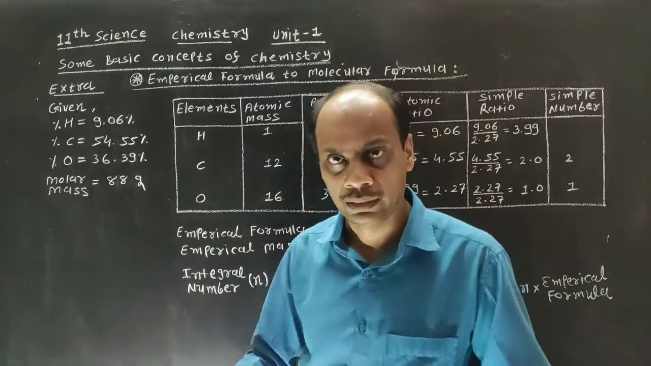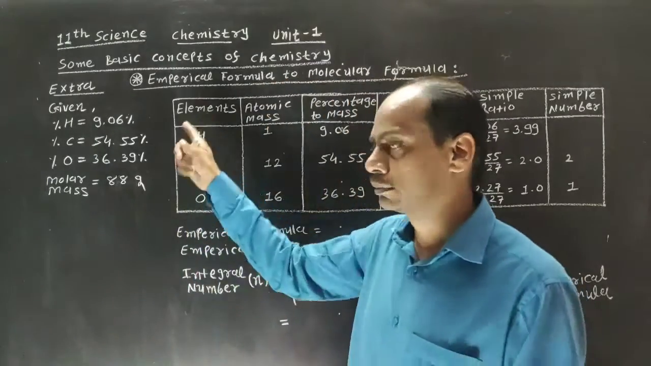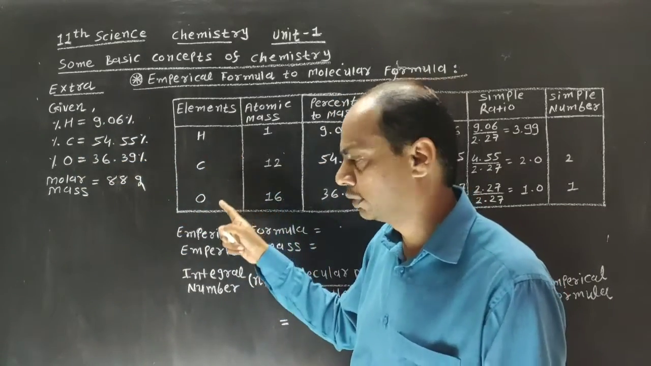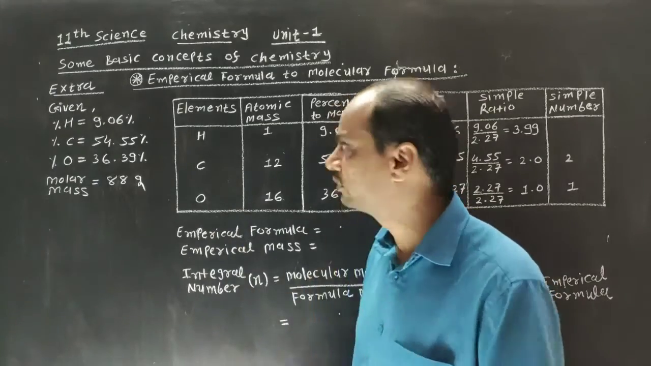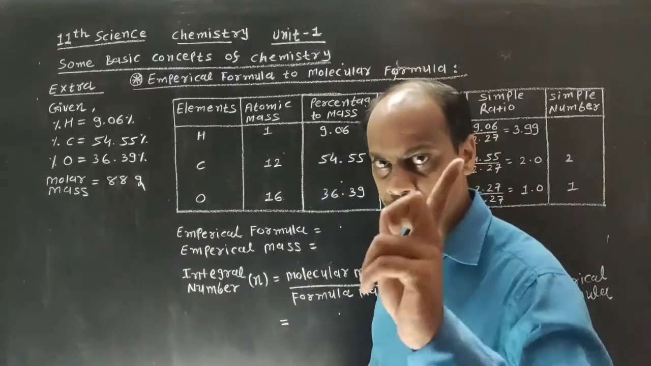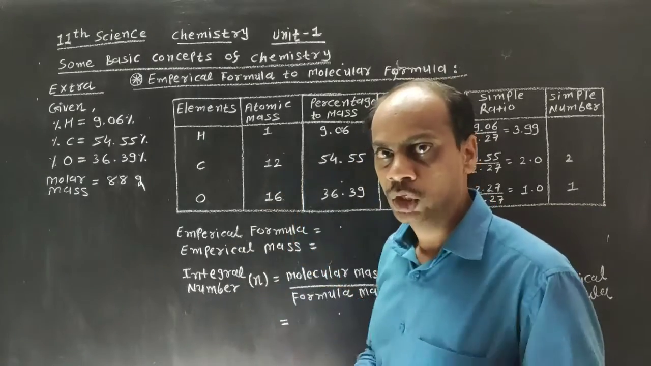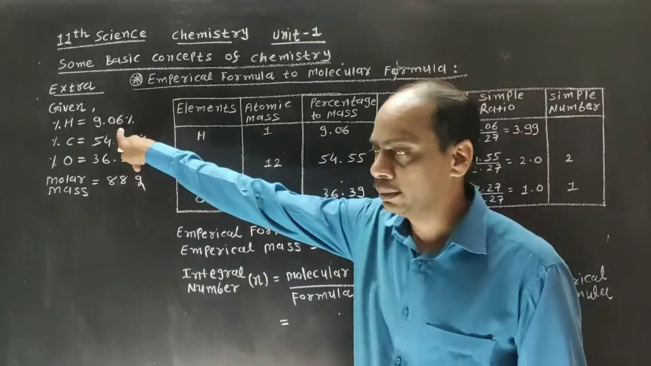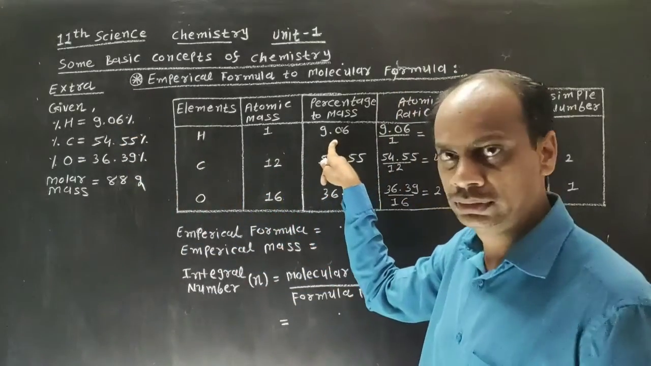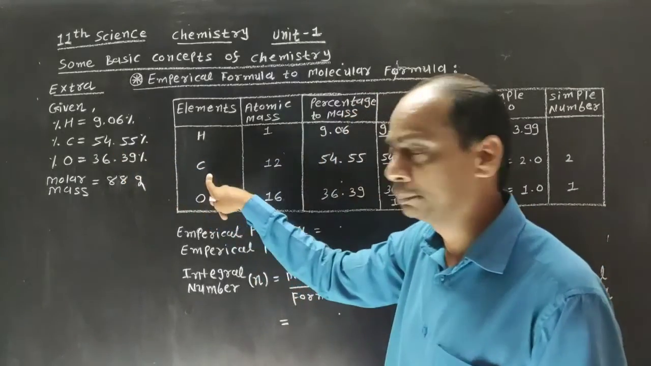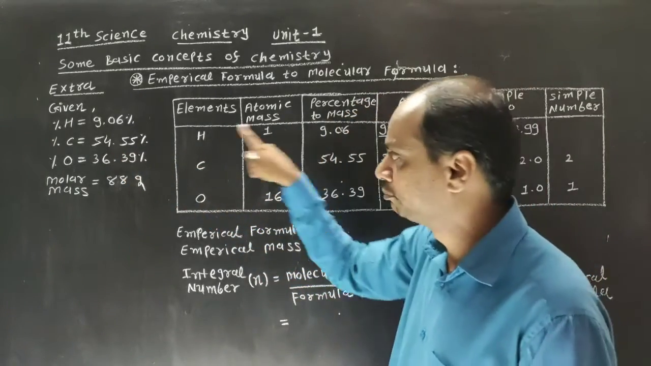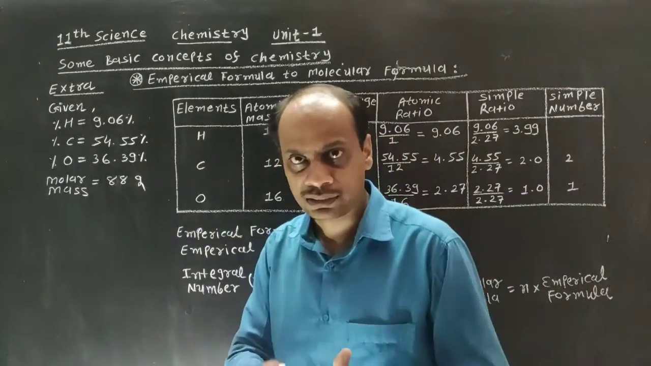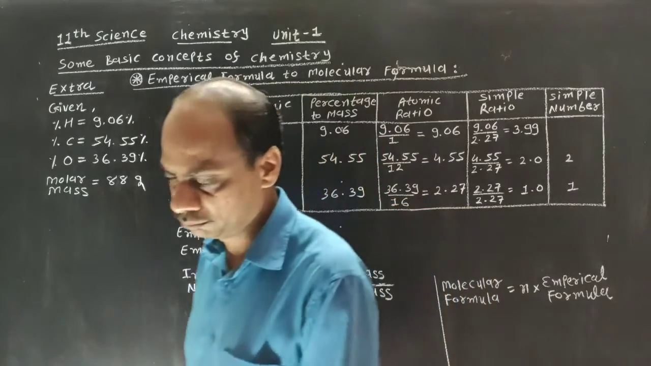Now first of all, make a table. Column number 1 is for elements: hydrogen, carbon, oxygen. Am I clear? Second, atomic masses: hydrogen 1, carbon 12, oxygen 16. Column number 3, percentage by mass: 9.06 hydrogen, 54.55 carbon, 36.39 oxygen. These 3 columns are very easy for you.